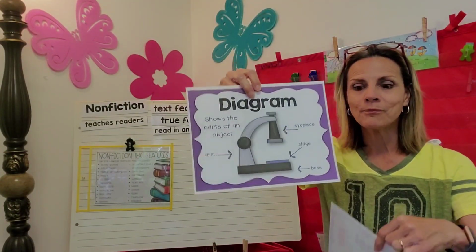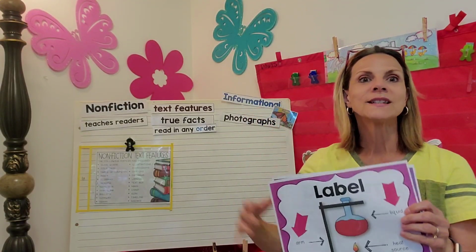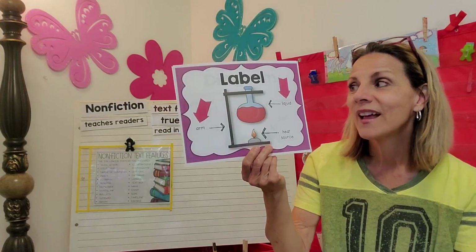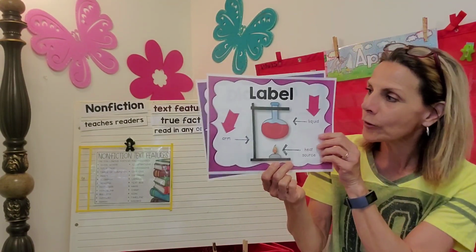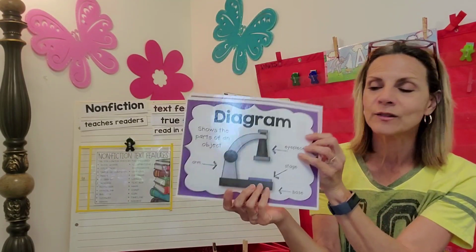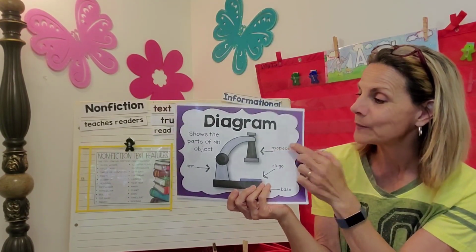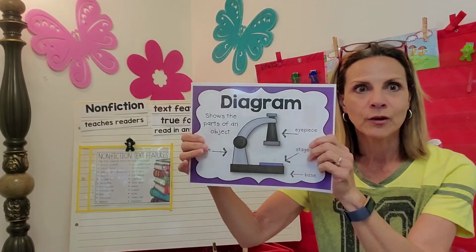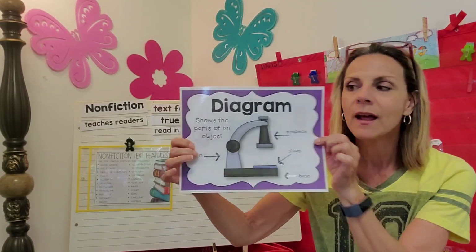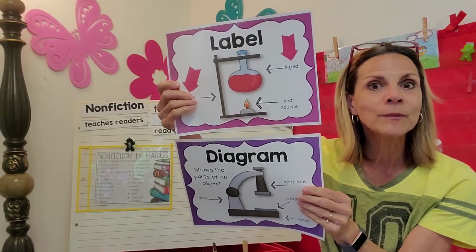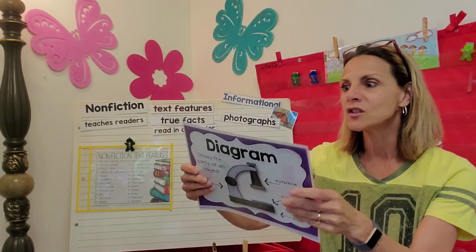That goes hand in hand with this next feature, label. Labels and diagrams go together because on the diagram you can see there's little arrows and then the names of each of the parts of that microscope. There's a label telling you what that part is. So with a diagram you will have labels to inform you.